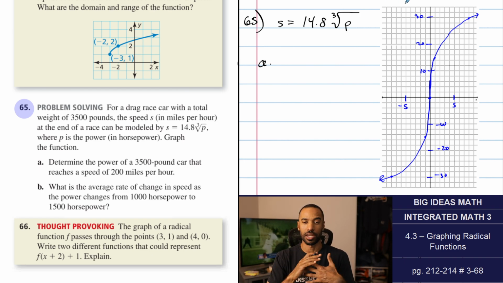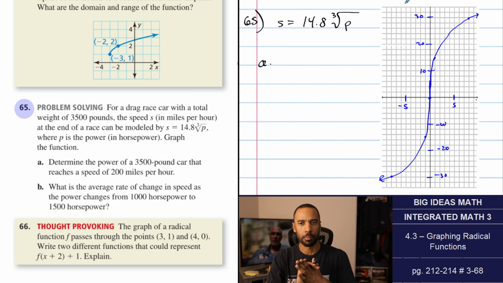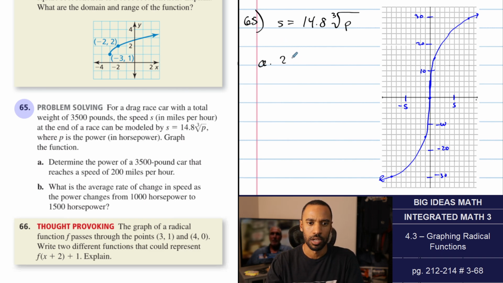Now this is clearly not using the graph for it. This is clearly using substitution. S is miles per hour. And our graph only shows up to 30 miles per hour, so we're just going to do a substitution here. So 200 equals 14.8 times the cube root of p.